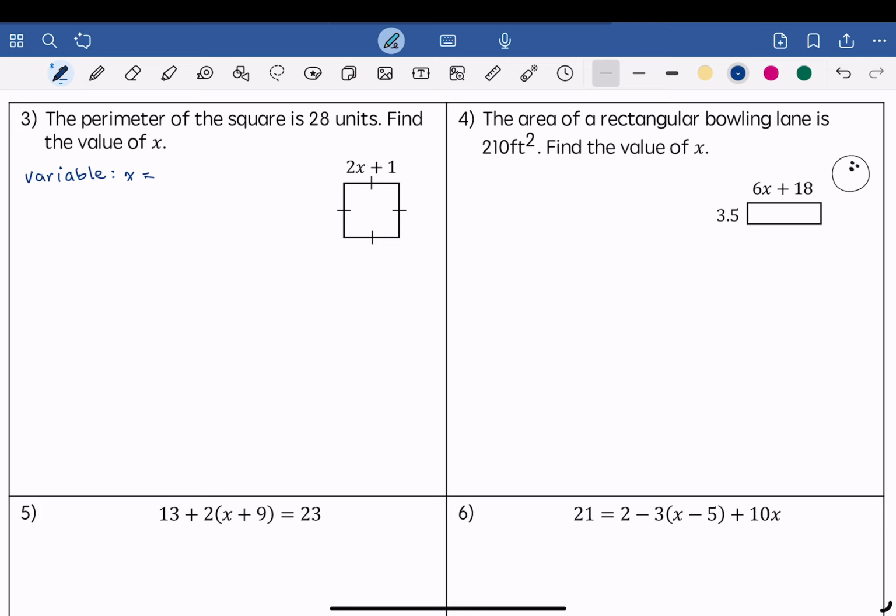Question 3. The perimeter of the square is 28 units. Find the value of x. So the variable is x, which is equal to the unknown. It is what we need to find.